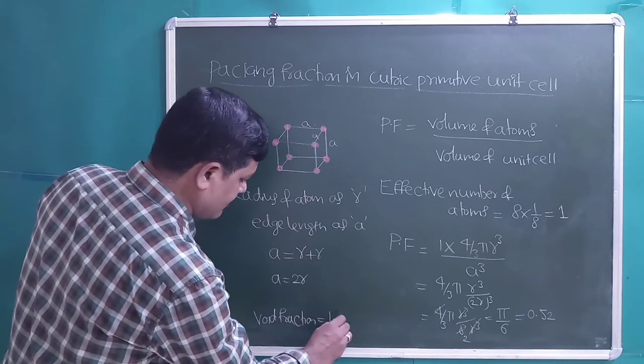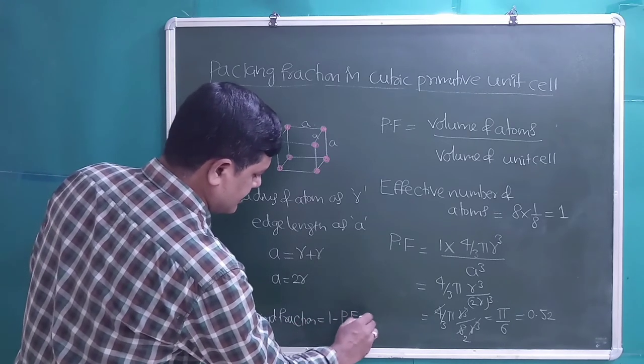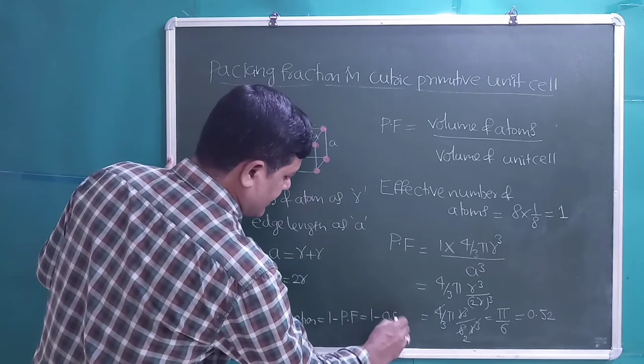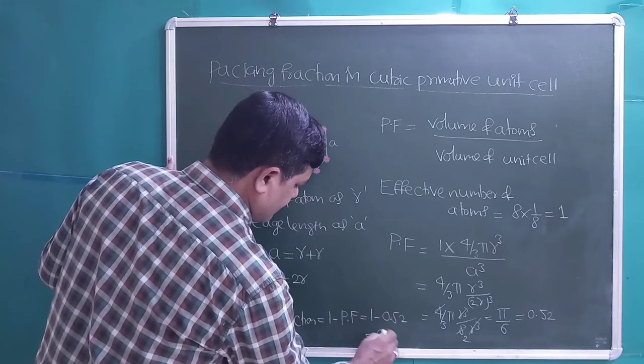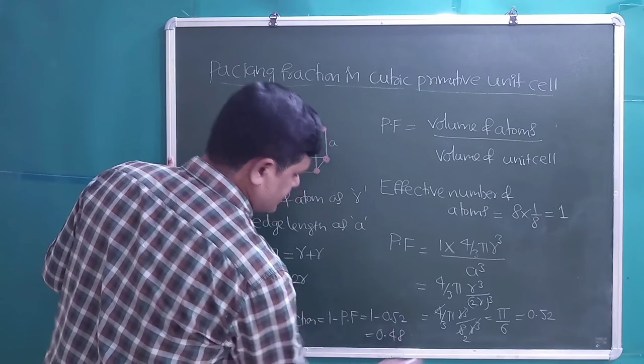Void fraction is equal to 1 minus packing fraction. 1 minus 0.52, which is equal to 0.48.